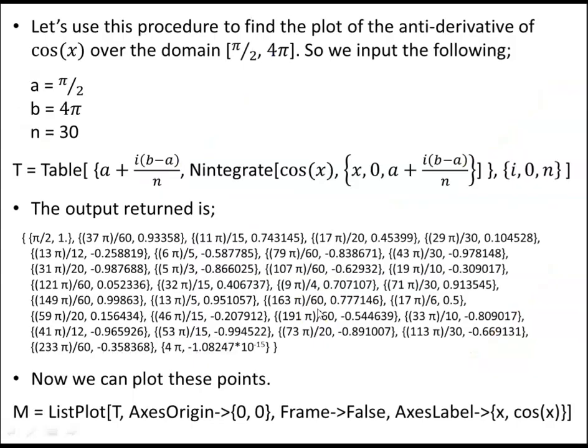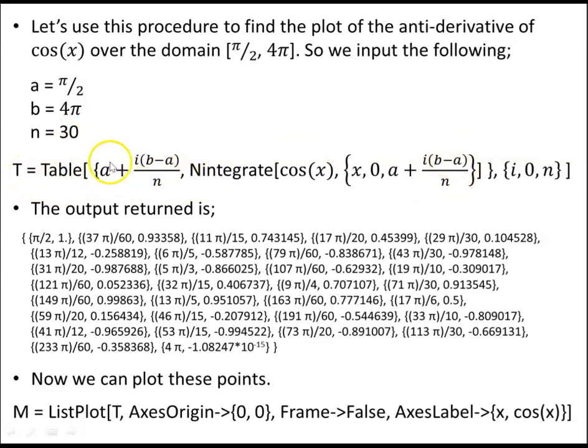Okay, next bit. Let's just try this on a different one. Let's use a trigonometric function. So let's use this procedure to find the plot of the antiderivative of cos x, which clearly is sin x, over the domain pi on 2 to 4 pi. No particular reason for choosing that domain, but just for demonstration purposes, I could have chosen any. So we input the following: the lower endpoint of integration is pi on 2, the upper endpoint of integration is 4 pi. I'm going to choose 30 dots this time. The more dots, the better. It sort of fills in. You'll see why shortly. We set up the table, again, in this form.